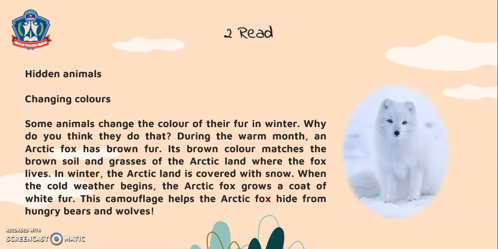Changing colors. Some animals change the color of their fur in winter. Why do you think they do that? During the warm months, an Arctic fox has brown fur. Its brown color matches the brown soil and grasses of the Arctic land where the fox lives. In winter, the Arctic land is covered with snow. When the cold weather begins, the Arctic fox grows a coat of white fur. This camouflage helps the Arctic fox hide from hungry bears and wolves.